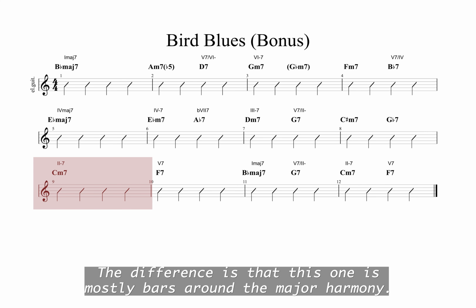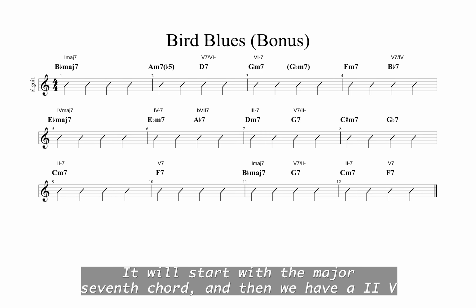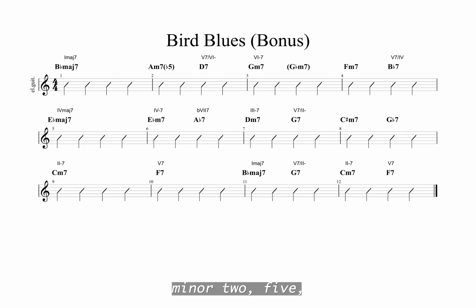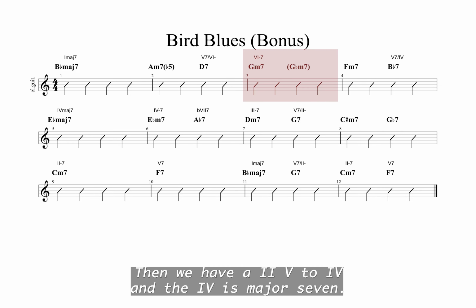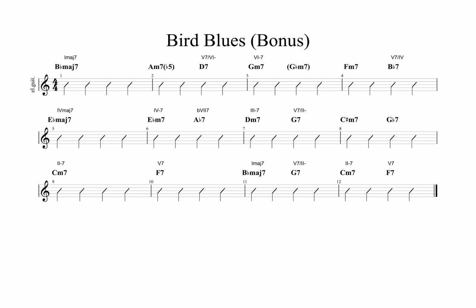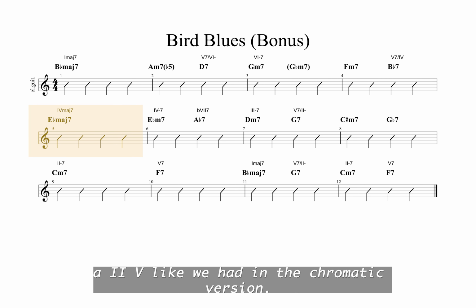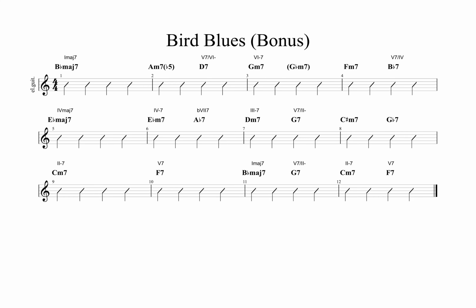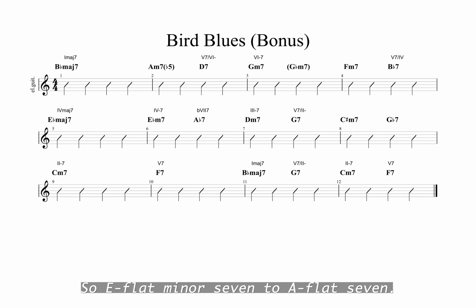The difference is that this one is mostly based around the major harmony. It will start with a major 7 chord, and then we have a 2-5, minor 2-5, 2-6. Then we have a 2-5 to 4, and the 4 is major 7. Then we have a 2-5 like we had in the chromatic version. So E flat minor 7 to A flat 7.